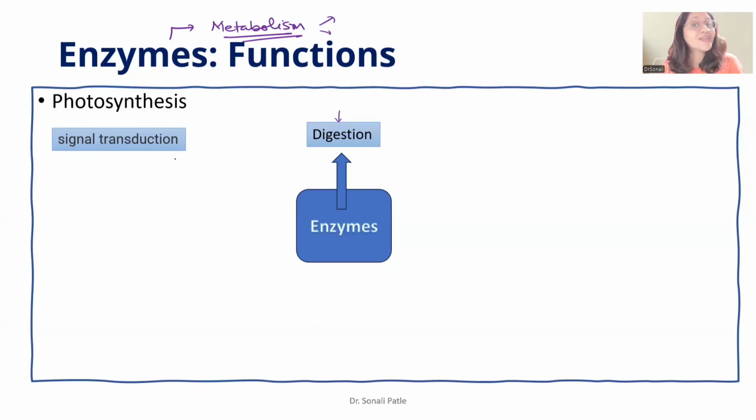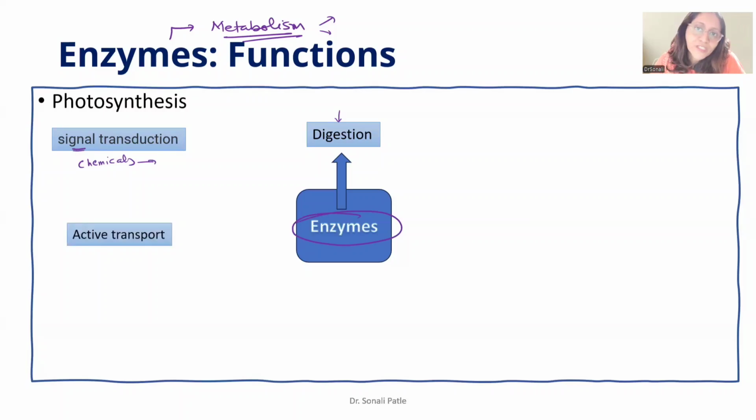Signal transduction. Now, what is signal transduction? How do we communicate with each other? We have the power of language. We can talk to each other. We can express our thoughts by writing, by speaking up. But how do cells communicate? They don't have the power of speech, the power of language. So they send certain signals. And these signals are nothing but chemicals only, and these chemicals are nothing but our enzymes. So enzymes facilitate signal transduction. There is an enzyme, protein kinase, which helps in transferring the signals.